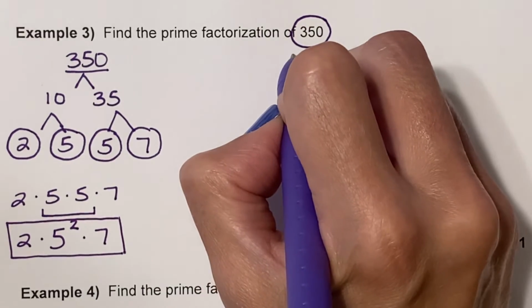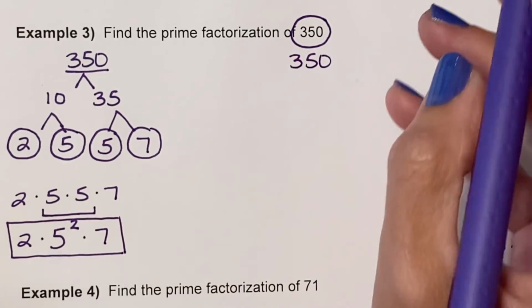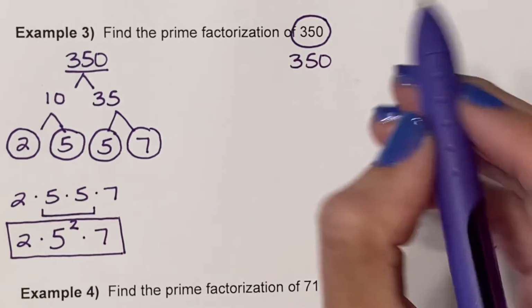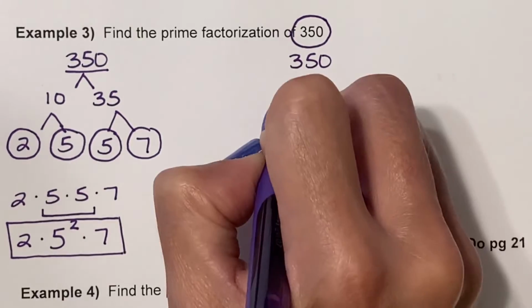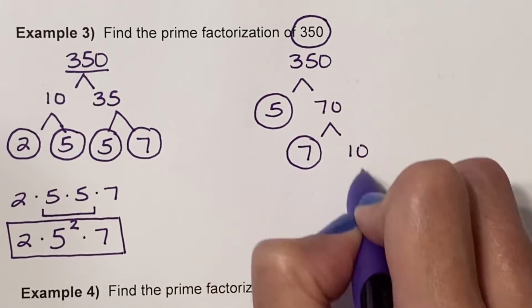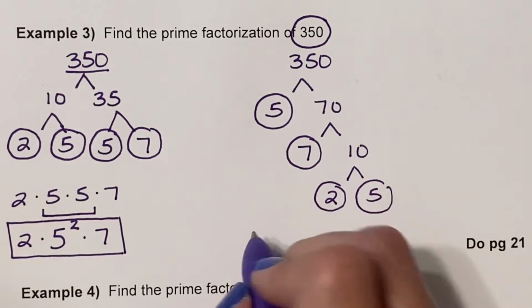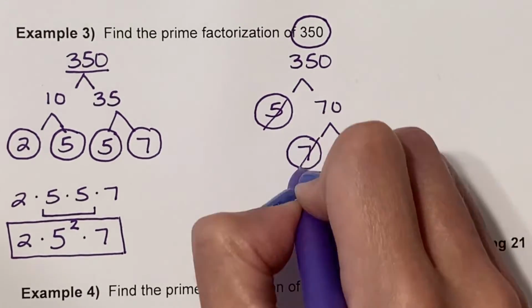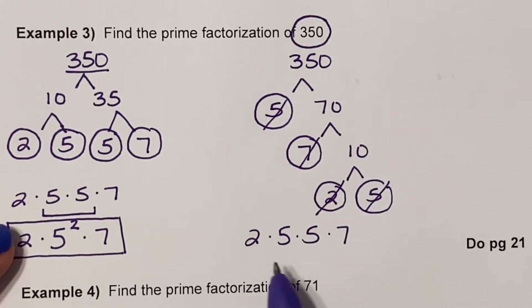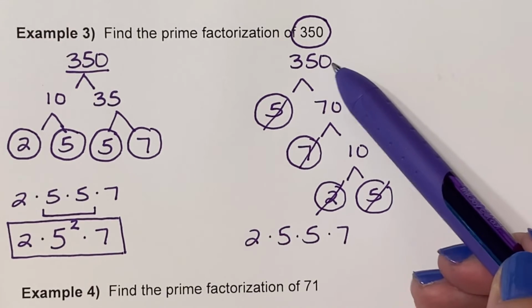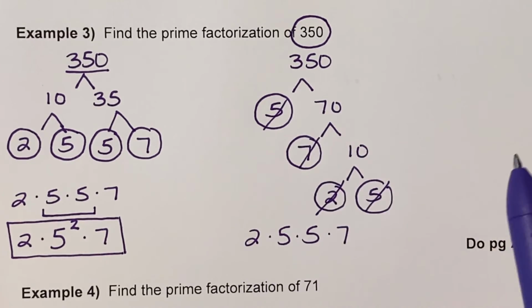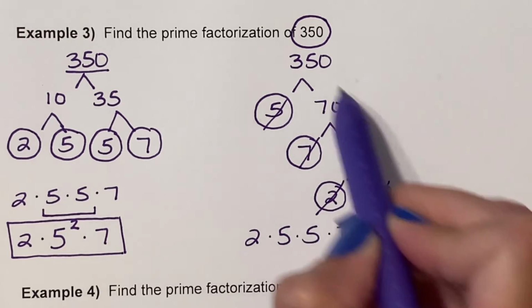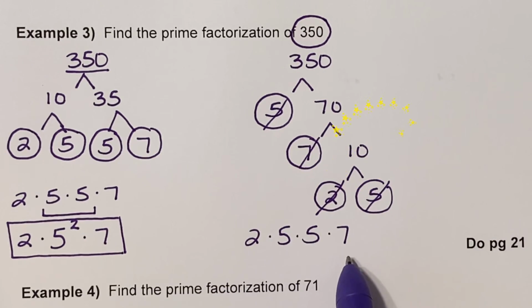Let's go ahead and do another 350. Let's see if maybe you came up with this one. If you notice, we still came up with 2 times 5 times 5 times 7. And if you have a number that has a lot of numbers in there and you're like, oh, I need to list them out, you can just start crossing them off as well because you don't need your factor tree. You're using your factor tree to find your list of factors.